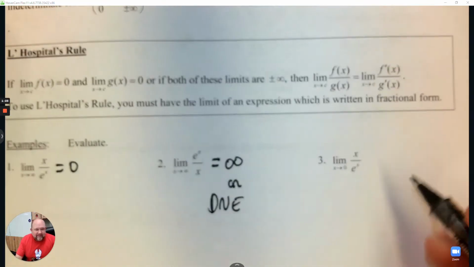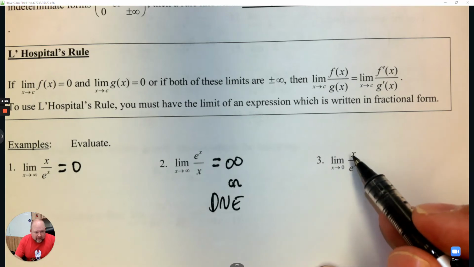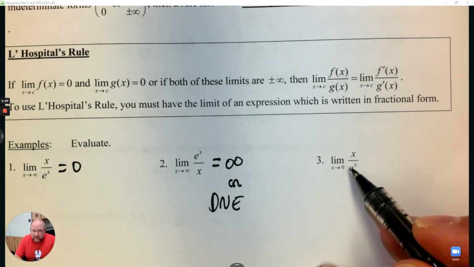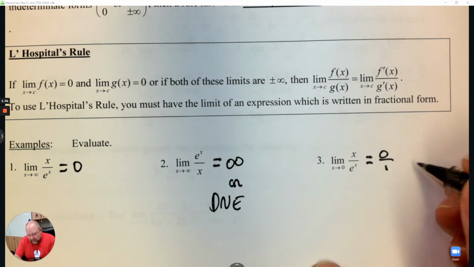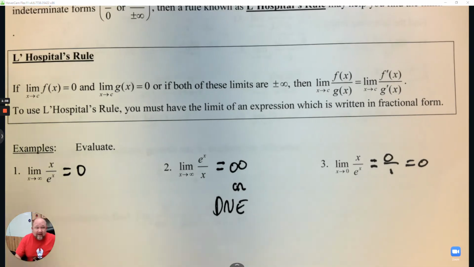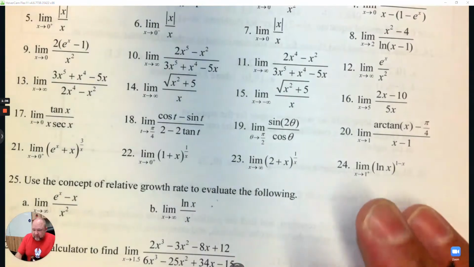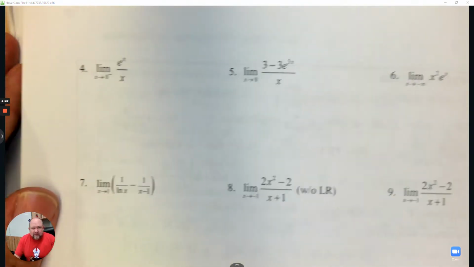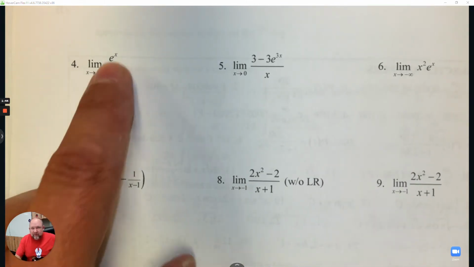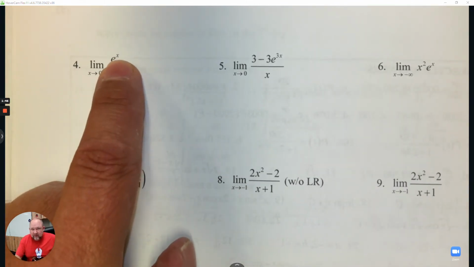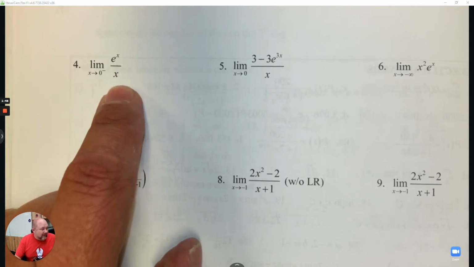For number 3, if I plug in 0, I have 0 over, be careful, e to the 0 is equal to 1. So this is just 0 divided by 1, which is equal to 0, not indeterminate. So be careful to assume it's going to be indeterminate. For number 4, if I plug in 0, here e to the 0, that's 1 over 0. That is not indeterminate. That's undefined, doesn't exist.